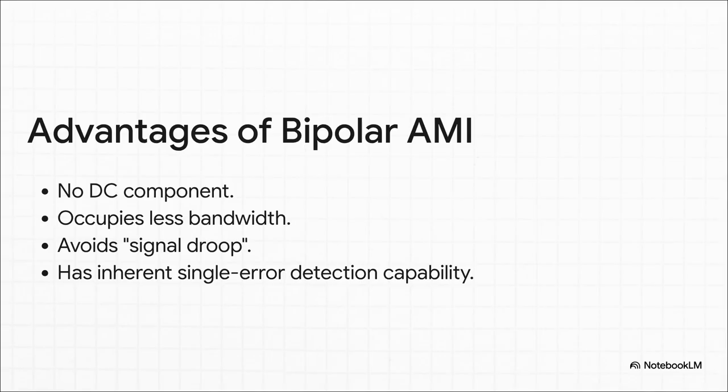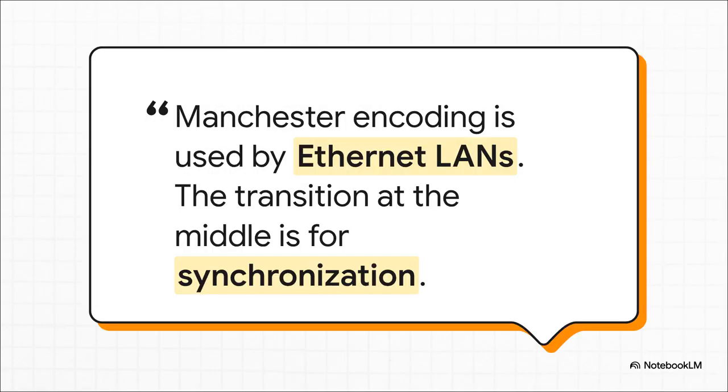But honestly, the coolest part is that it has a built-in error checker. If the equipment on the other end ever sees 2 positive pulses in a row or 2 negative pulses, it knows immediately that something went wrong with the transmission. It's brilliant. And I have to mention one other dialect you use every single day, Manchester encoding. This is the language of your home Ethernet network. Its special trick is that every single bit, whether it's a 1 or a 0, has a voltage transition right in the middle.